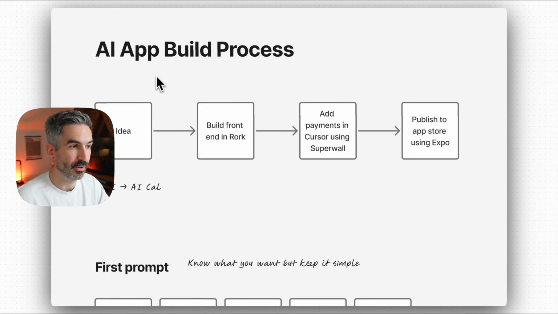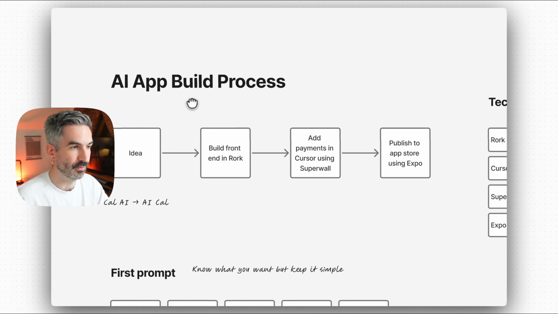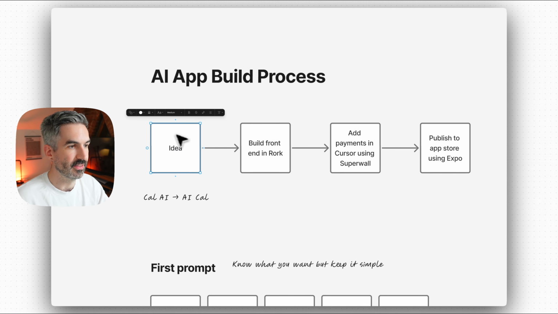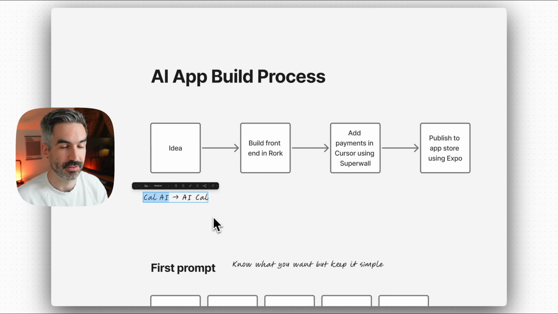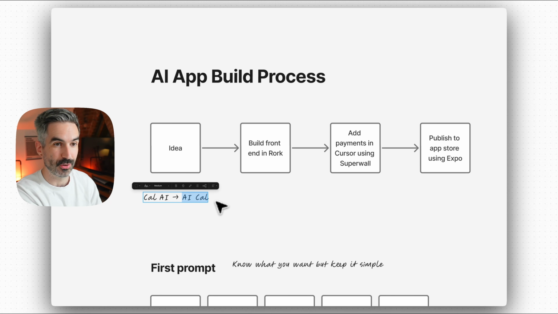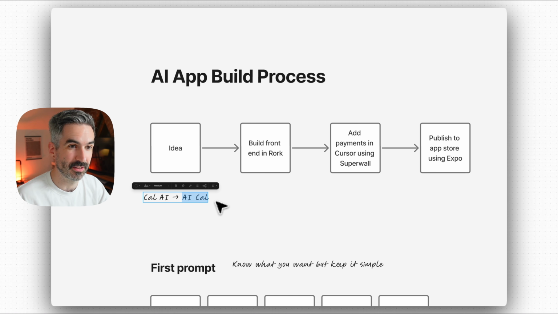For that app build process, we're going to go through these 4 steps, which is going to be the idea. So my idea for this is Cal AI has obviously had a lot of success. I want to do AI Cal, which is a calendar that you can chat to with an AI agent. And that means that I could add events into my calendar and I could just ask my calendar, when's my dad's birthday? And it will tell me, instead of me having to search or scroll through the calendar, I can just ask my calendar questions, and that will make life super easy for me.